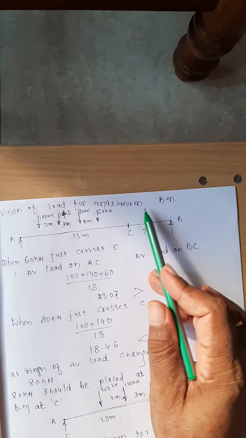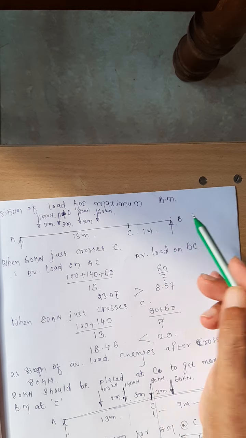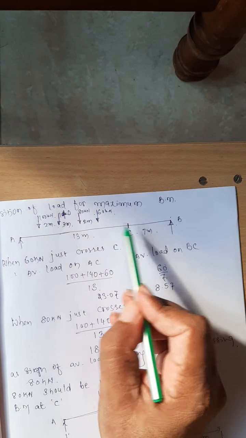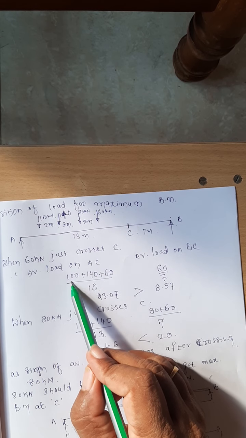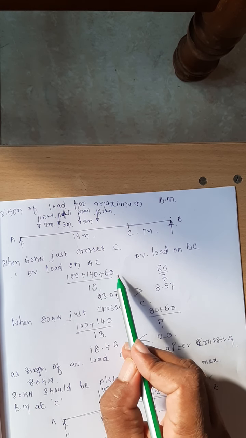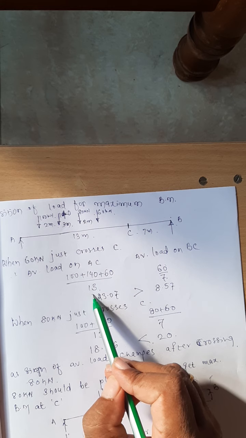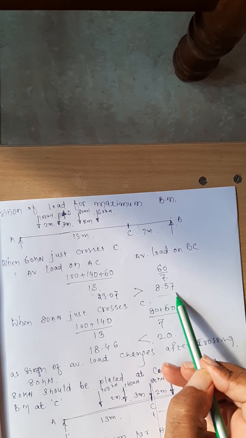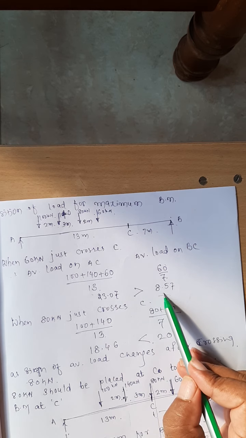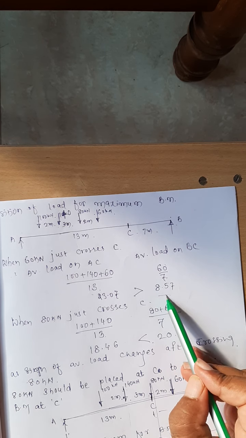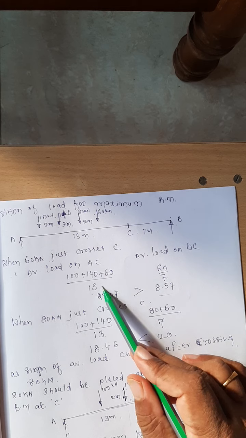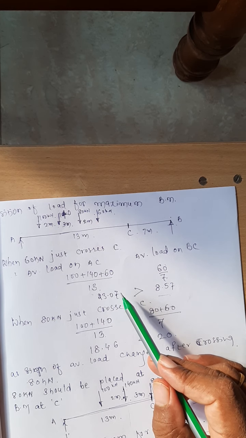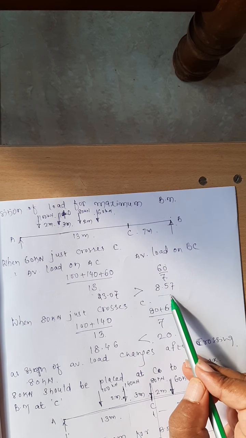Is it all right? Therefore, what are the total loads on the part CB? It is equal to 60 divided by 7. What is the total load on the part AC? It is equal to 100 plus 140 plus 60 divided by 13. This comes out to be 23.07 and this is 8.57. What is the conclusion? The average load on the right part is less than the average load on the left part.